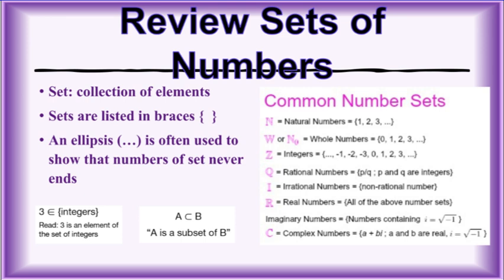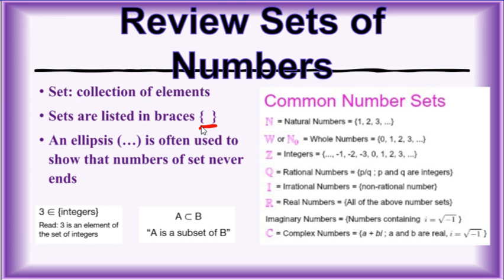Here we have a set, which is just a collection of elements. A set could be anything, it could be numbers, it could be objects, but they all have something in common. Sets are listed in braces, so this is what you see as the braces. And then the ellipses, the three dots, are often used to show that the numbers of a set never end. So it continues whether it's to the right or to the left.